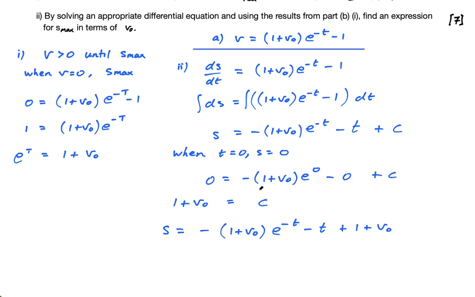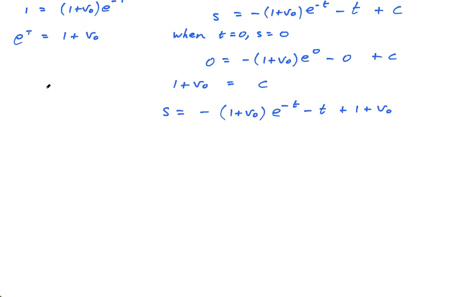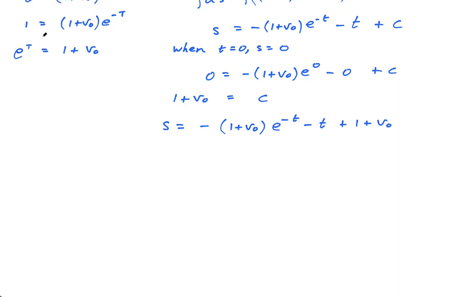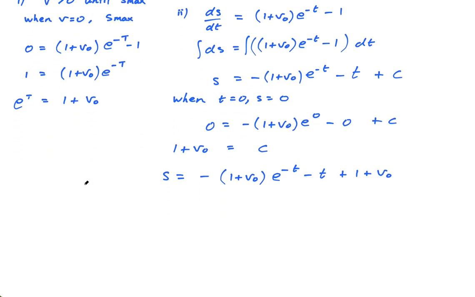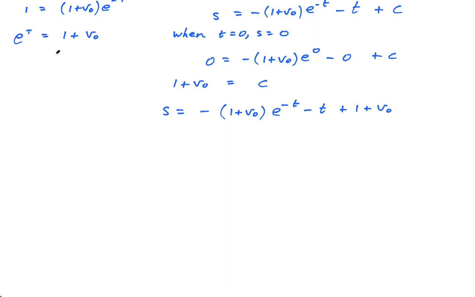Okay, now over here, I have e to the t equals 1 plus v0. So what would t be that satisfies this initial condition? T is the time taken for it to reach its max, and it satisfies this equation. But I can find t. If this is e to the t, then I can say t is equal to ln of (1 plus v0). I'm going to put that in a box.